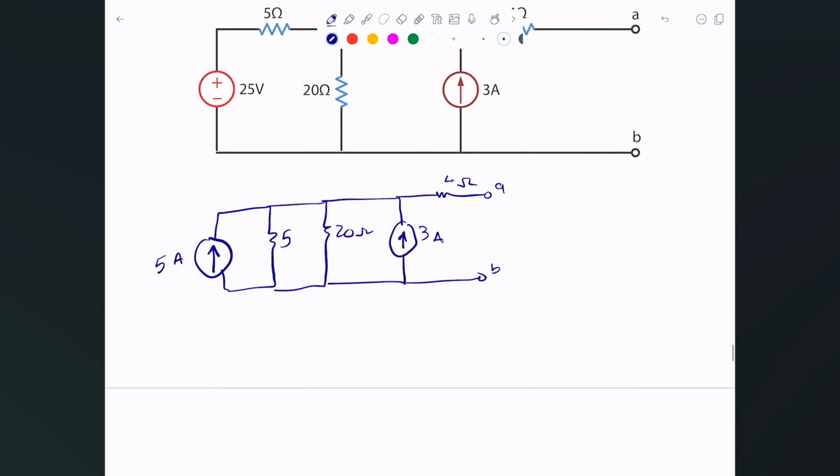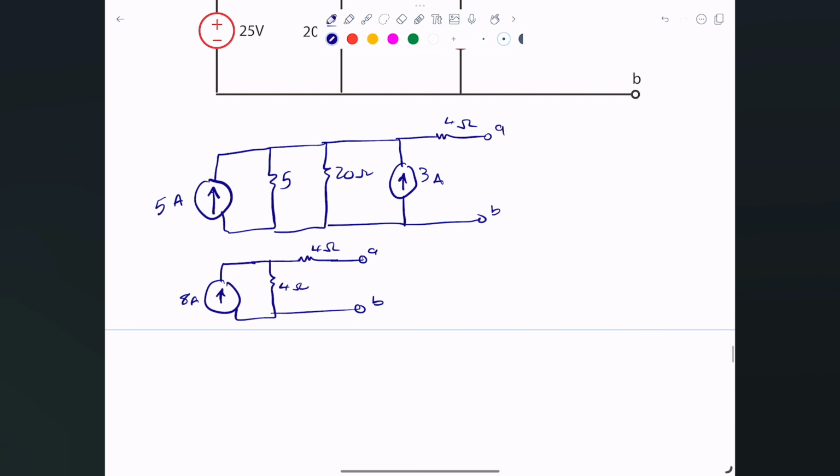Okay, so the next step is I will combine a few things. So the 3 and the 5 become an 8 amp going upwards, okay? And then the 5 and the 20 become 5 and 20 in parallel. And that, I believe, is 4 ohms, okay? So we have 4 ohms in here, and then that leaves us with another 4 ohms in here, and that's basically A, and this is basically B.